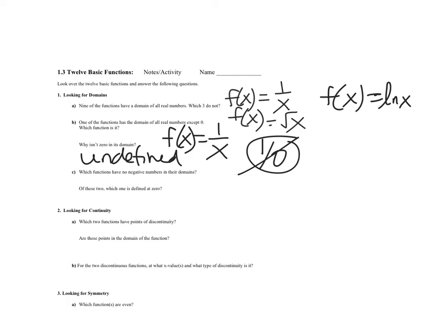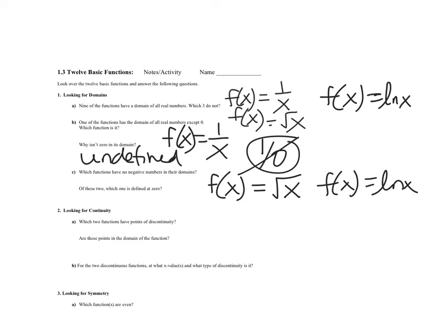All right. Letter C. Which functions have no negative numbers in their domains? 2 of them. Which ones are they? Square root. Perfect. And natural log. Yes. Of these 2, which one is defined at 0? Which one's okay to plug 0 in for x? Let's circle it. Square root. I'm allowed to plug that in. Not allowed to plug in 0 for natural log. You can even check that on your calculator if you want to. Natural log of 0, undefined.